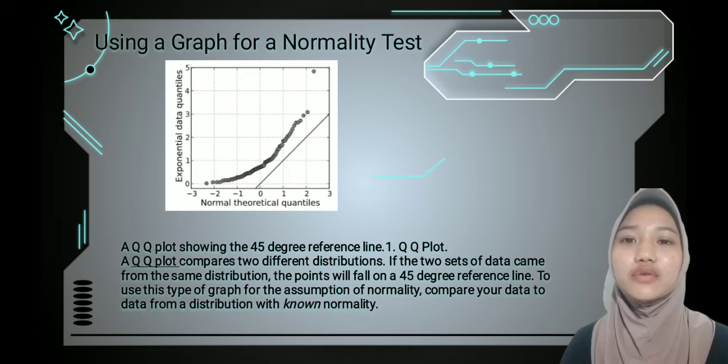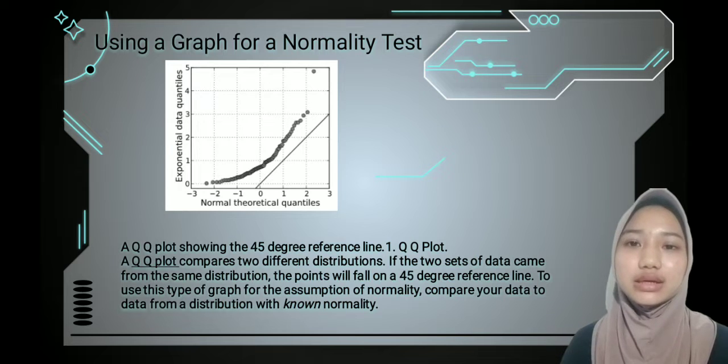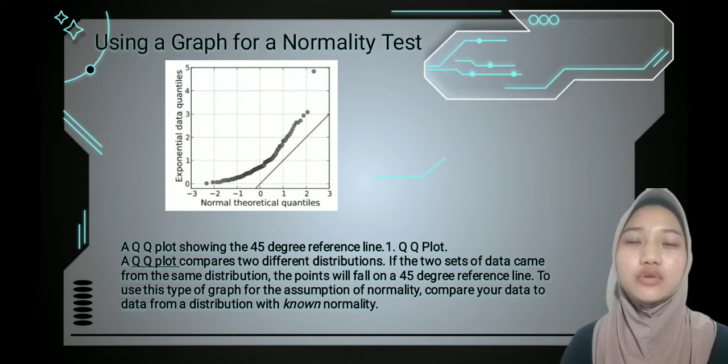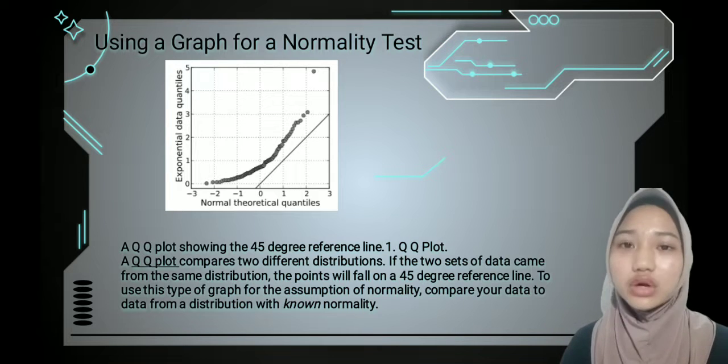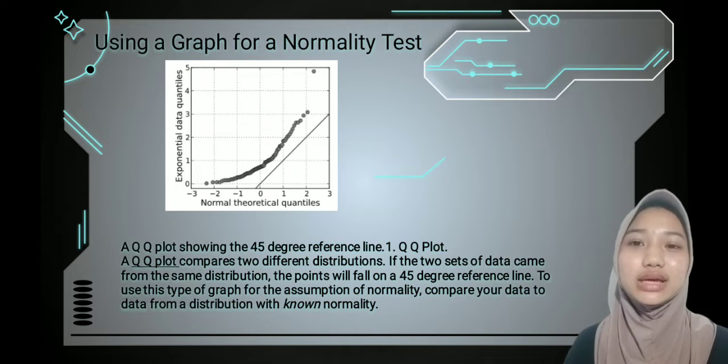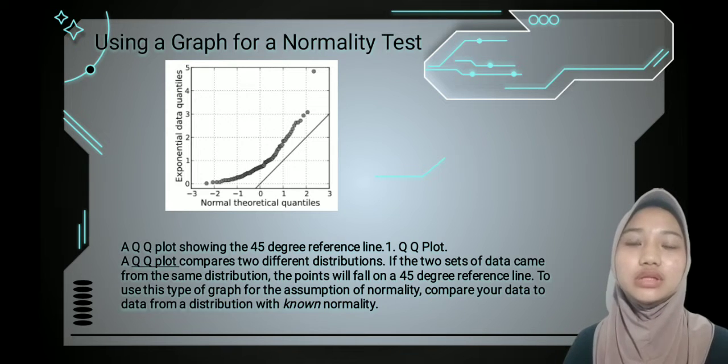Using a graph for a normality test, a Q-Q plot compares two different distributions. If the two sets of data come from the same distribution, the points will fall on a 45-degree reference line. To use this type of graph for the assumption of normality, compare your data to data from a distribution with known normality.